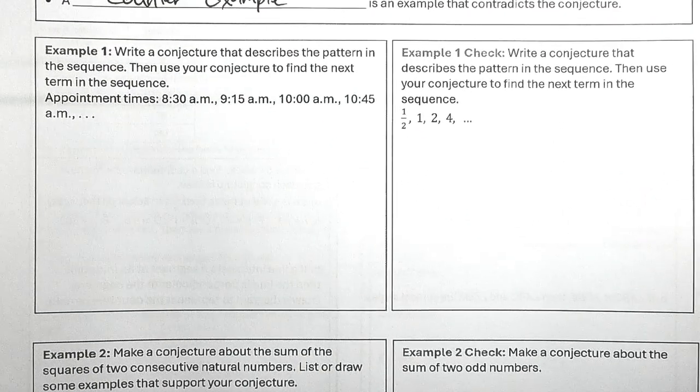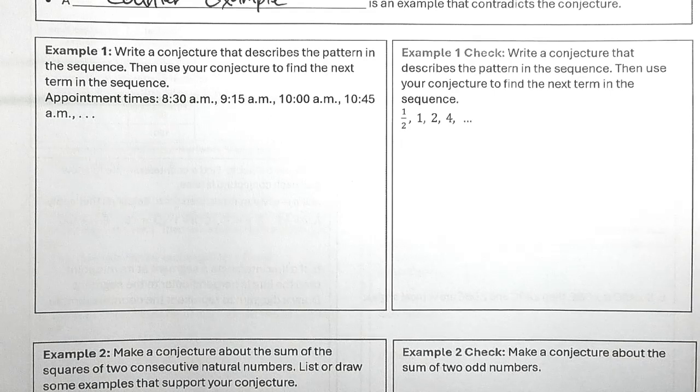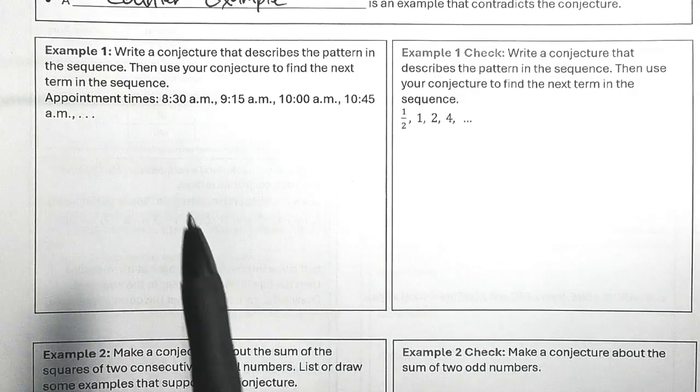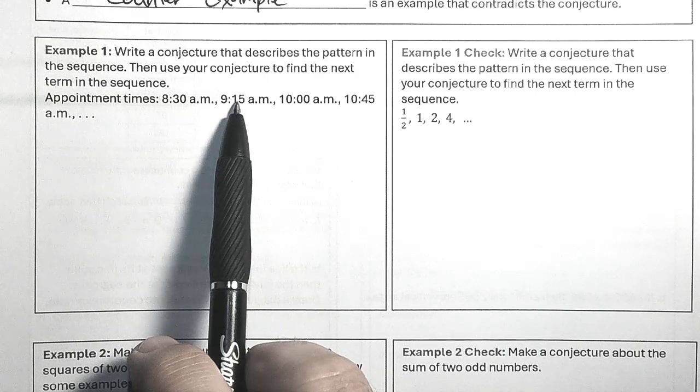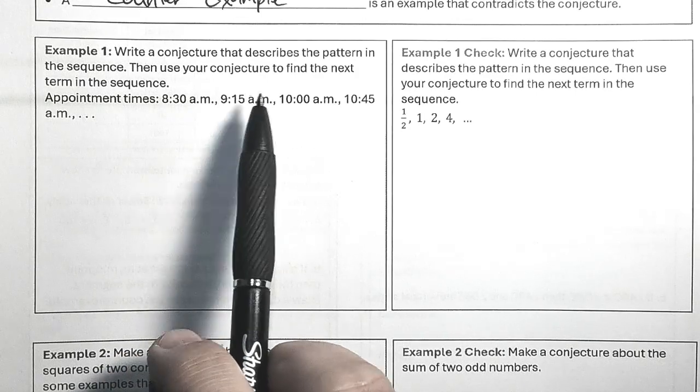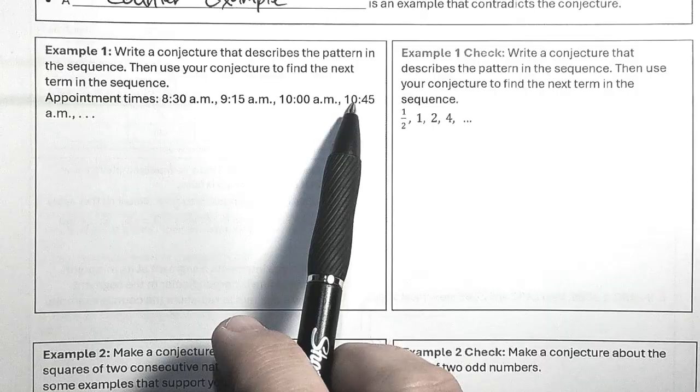All right, so example 1. Write a conjecture that describes the pattern in the sequence. Then use your conjecture to find the next term in the sequence. All right, so the first thing we want to do here is read what we have. The information they give us is appointment times. So 8:30 a.m., 9:15 a.m., 10 a.m., 10:45 a.m. So what pattern do we notice? Hopefully you noticed. From 8:30 to 9:15 is 45 minutes. From 9:15 to 10 is 45 minutes. From 10 to 10:45 is 45 minutes.